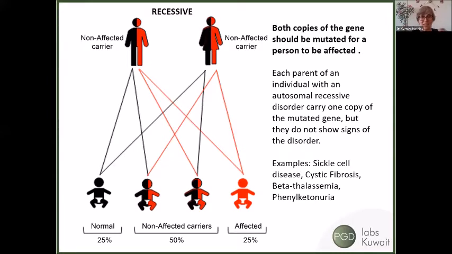And the father and the mother each have just one abnormal copy. So they are healthy, they are non-affected, and we call them carriers of the mutation, but non-affected by the disease. In the picture I put here, we have a couple, both of them non-affected carriers of a recessive disorder, and the risk of having an affected child is 25%. This means that in each pregnancy, the baby has a 25% chance of being affected. Examples of these diseases are cystic fibrosis, beta thalassemia, and sickle cell disease.